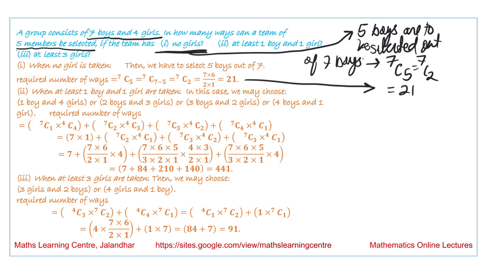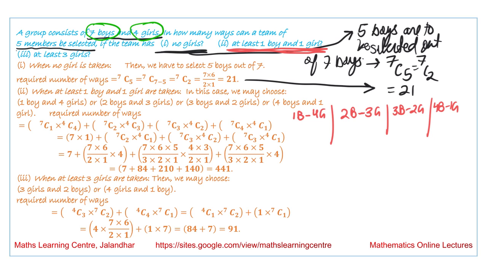Next, the second case is at least one boy and one girl. When we are saying at least one boy, it means one boy is to be selected, then 4 girls will be selected. Second case we can have is 2 boys are selected and 3 girls. Then 3 boys are selected and 2 girls, and 4 boys are selected and 1 girl. We are saying there should be at least one boy and one girl. Now the total number of boys we have is 7 and girls we have is 4. So the answer we get is 7C1 into 4C4.